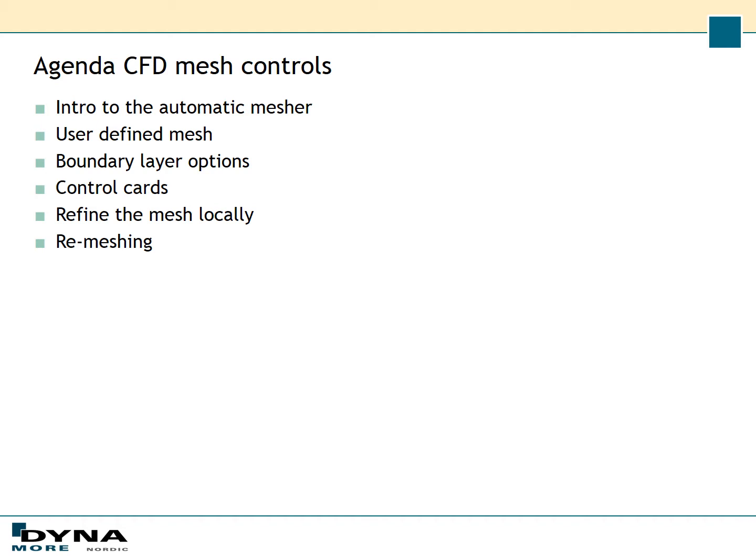Today we will talk about CFD mesh controls in LS-DYNA, and I will start with an intro to the automatic mesher. Then I will explain a user-defined mesh, and after that I will explain the boundary layer options and different control cards that you can use to control the mesh. After that I will explain how you refine the mesh locally, and last I will explain how remeshing works.